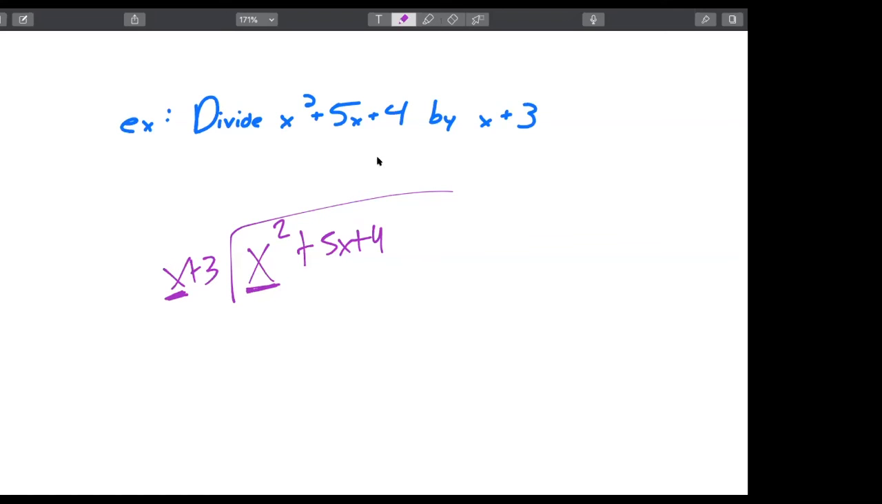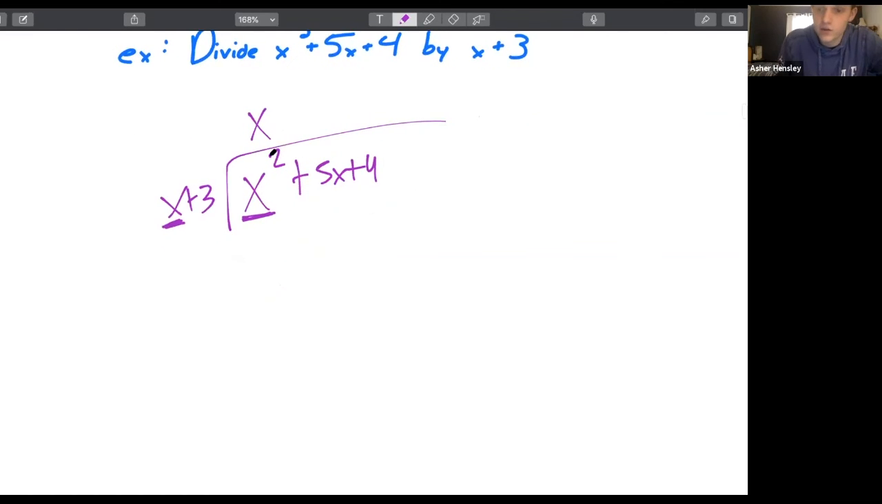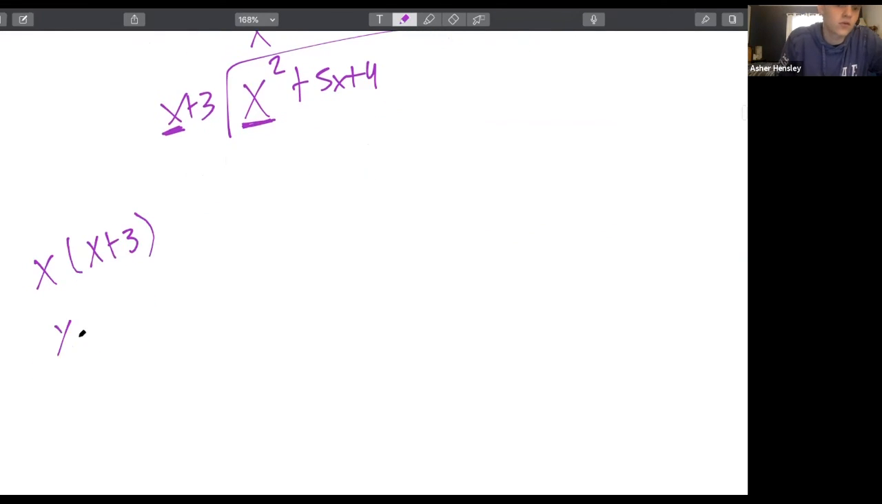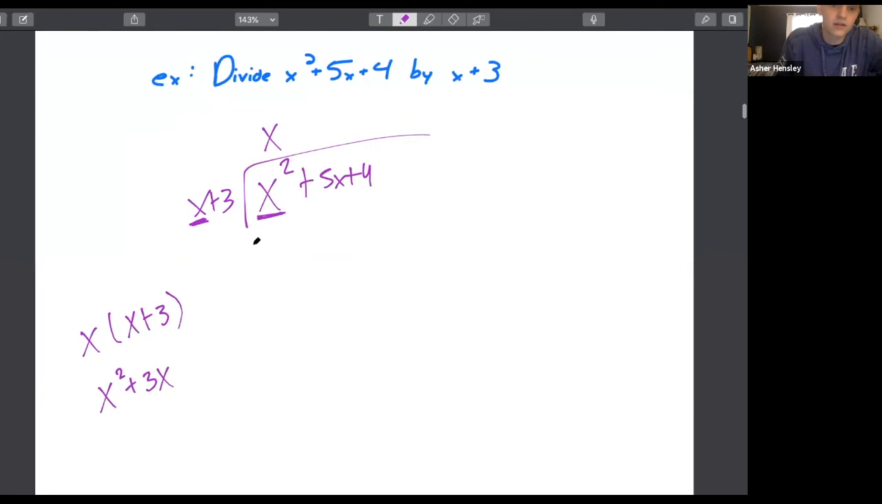X. Nice. Really good. Perfect. So my first thing is x. Just like when you're regularly dividing, you're going to take this x and multiply it by x plus 3. We get x squared plus 3x. But remember, since this is division, we're going to subtract this from here. So we get minus x squared minus 3x. We do that, bring it down, 2x plus 4.